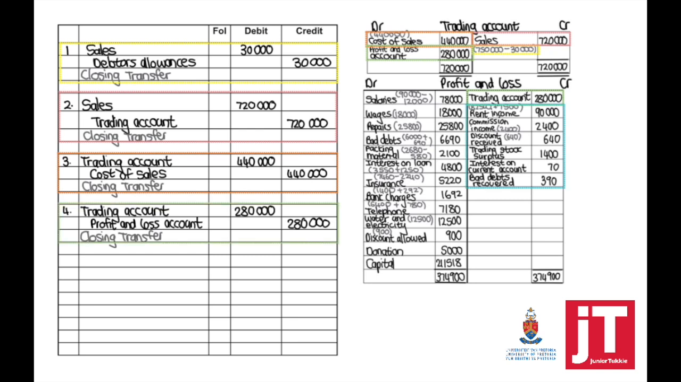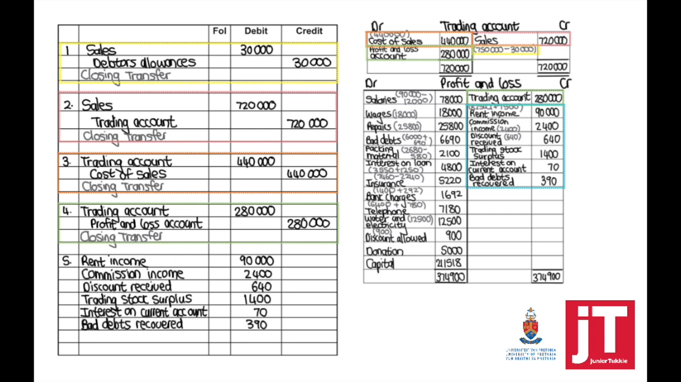Our next step, all income is closed off to the profit and loss account, which means that all income accounts will be debited, account credited, profit and loss account. The total income was 94,900.